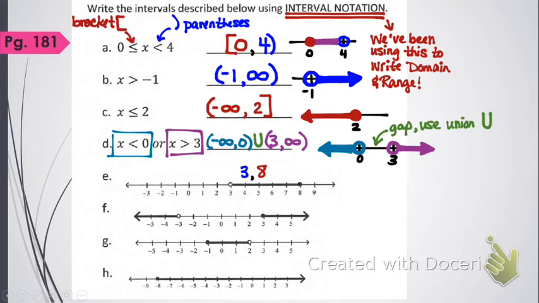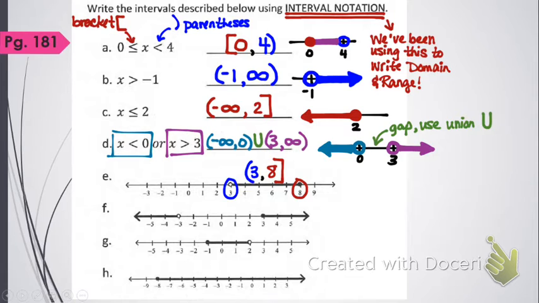Do I want a parenthesis or a bracket with the 3? Parenthesis with my 3. Bracket for the 8 because it's a filled in dot. Perfect. All right, let's look at the next one down. What do you notice about the next one down?